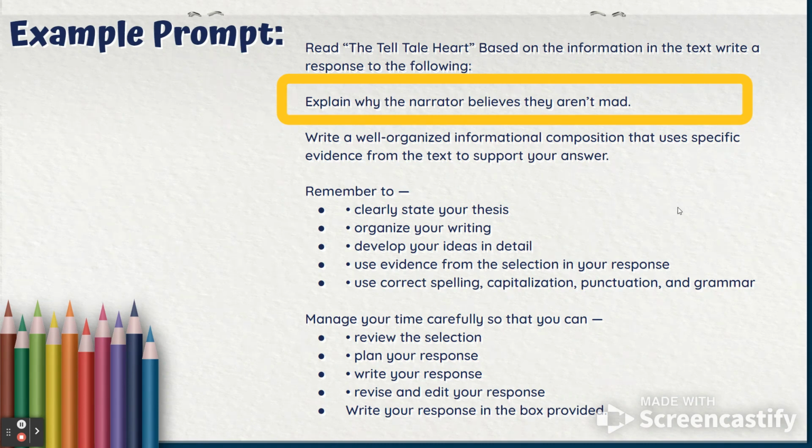It'll then tell you what kind of writing you're doing. So it'll tell you that you're writing an informational composition and that you should use evidence from the text. All this down here is just some extra information, some reminders, right? So clearly state, organize your writing, develop your ideas, all these reminders. The important thing is that this is the task and that this is a reminder that you're writing an essay and to use text evidence.